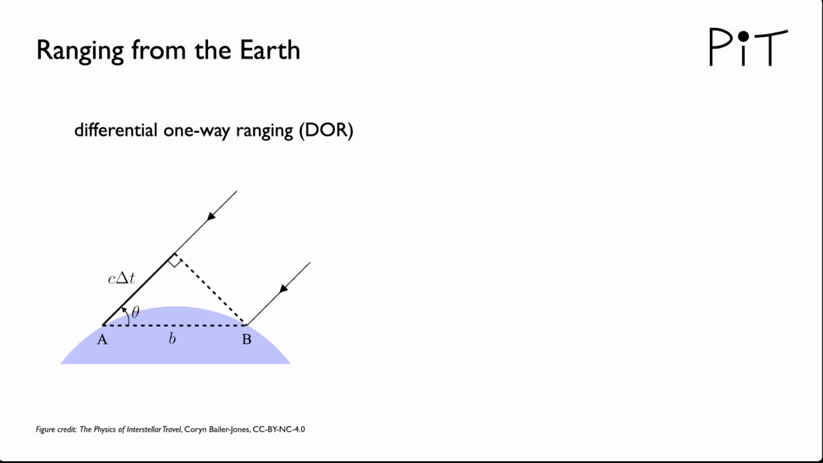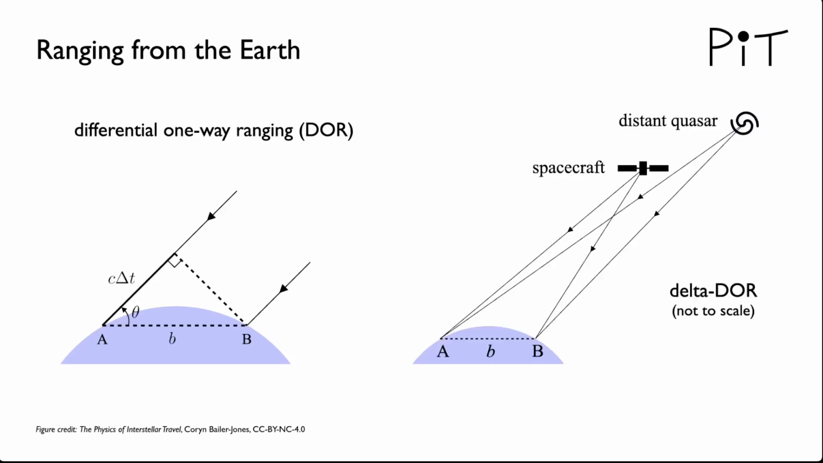A more accurate version of this method is known as delta DOR. This measures the angular positions only relative to a distant quasar, which has a very accurately known position. Delta DOR is often used for interplanetary missions and can achieve an angular accuracy of half a milliarcsecond, which corresponds to a distance of 1 AU of 350 meters.